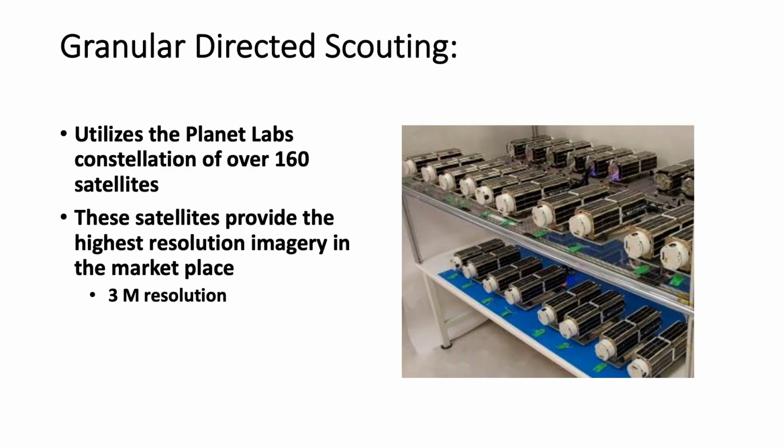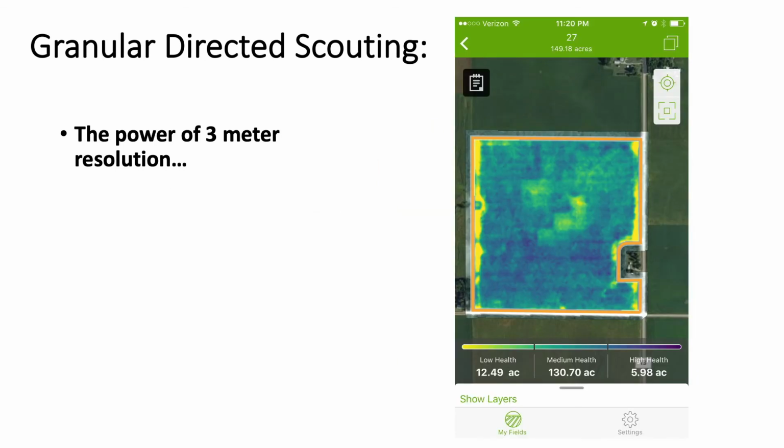So what powers Granular Insights? Granular Insights utilizes the Planet Labs constellation of over 160 satellites. These satellites provide the highest resolution imagery in the marketplace, that of 3-meter resolution. Why is 3-meter resolution important? Resolution at this level helps you detect subtle differences in a field.